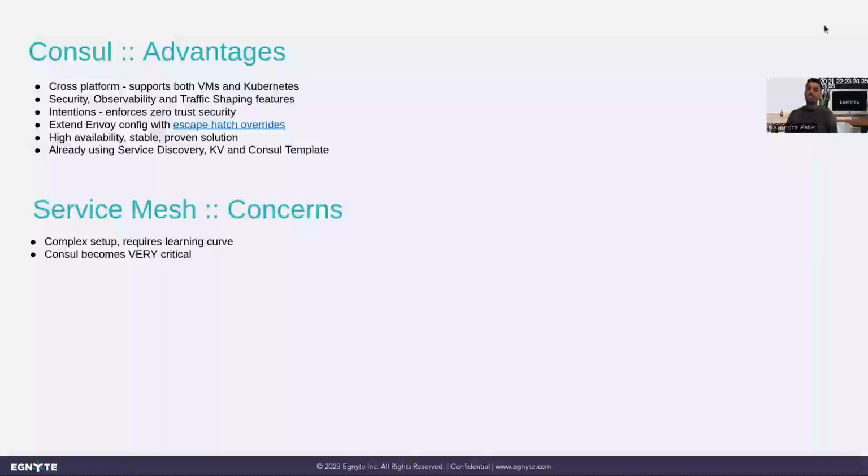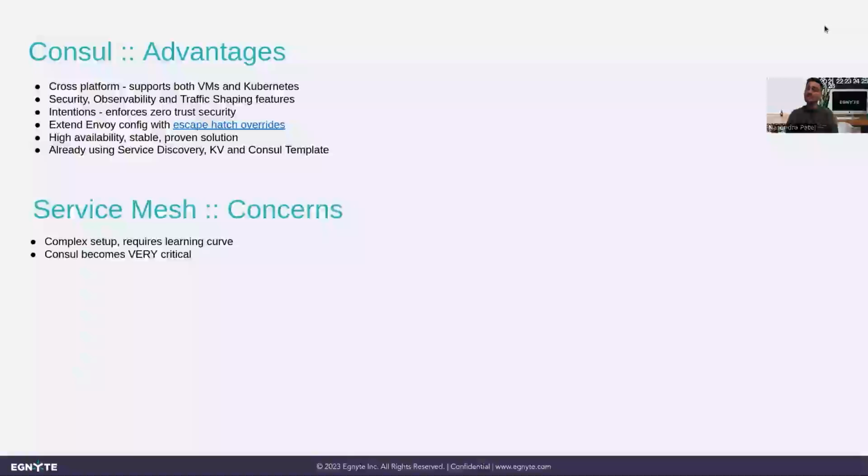Also, one important feature about Consul is the escape hatch overrides feature. With this feature, in case there is something that Envoy supports but Consul has not yet implemented, we can even use those features by passing raw Envoy config via Consul to the Envoy sidecar. We'll have a look at this in detail in the later part of the presentation. So this is one of the important features.